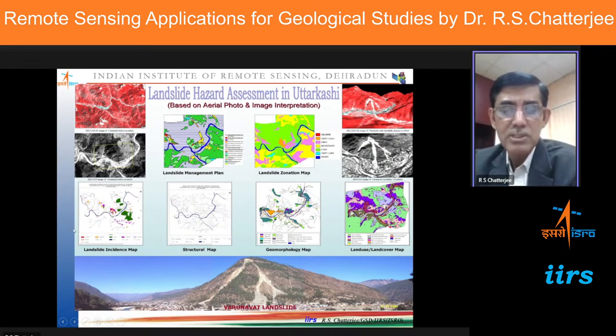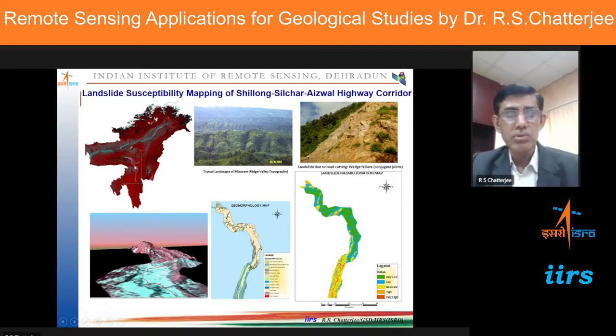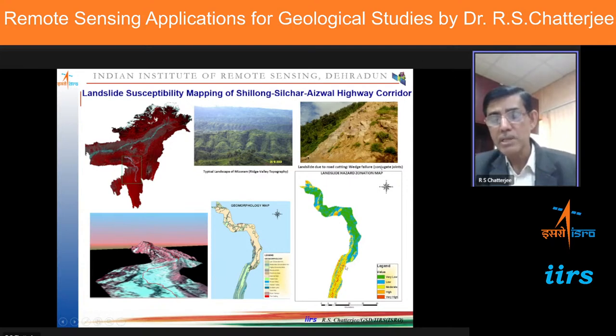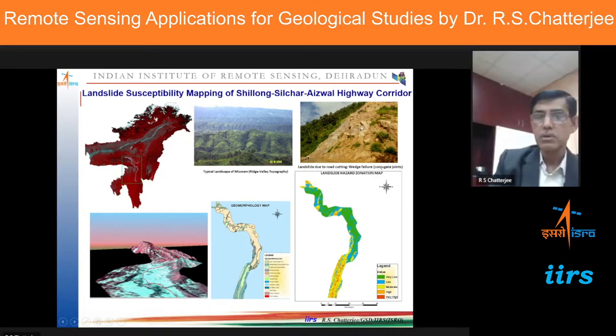Again, using high resolution aerial photographs, we studied once again, at finer scale, the landslide susceptibility or landslide vulnerability. As I told you, we have also studied the northeastern part of the country, from the Shillong to Aizawl area. All along this belt, we have studied landslide hazard zonation: high hazard, moderate, and low hazard areas. You can see some of the field photographs of the lithological formation, the ridge valley like this. And here you see there are some wedge failures, or rock fall type landslides.